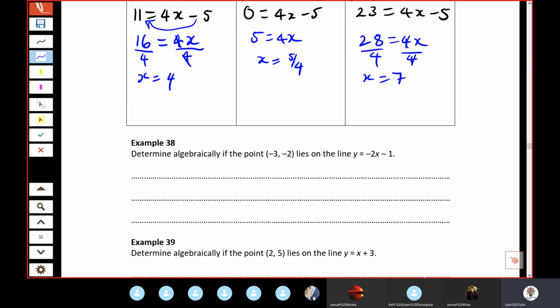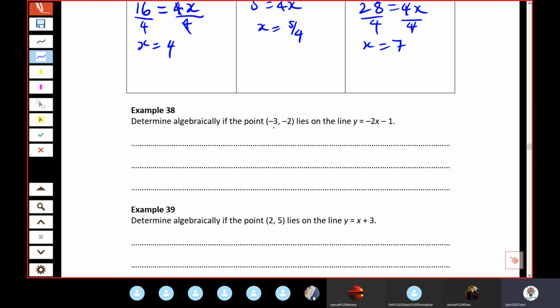Determine algebraically if this point lies on the line. So how would you know if this point lies on this line? What needs to happen? Imagine that was this graph. Think about what you've done. You have to substitute it in, and if it works, great. If it doesn't work, that means it doesn't lie on this line, it's somewhere else.